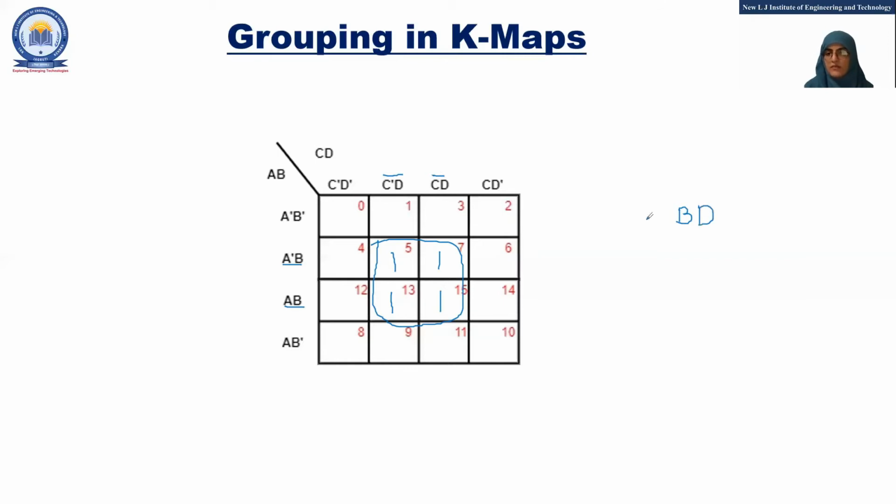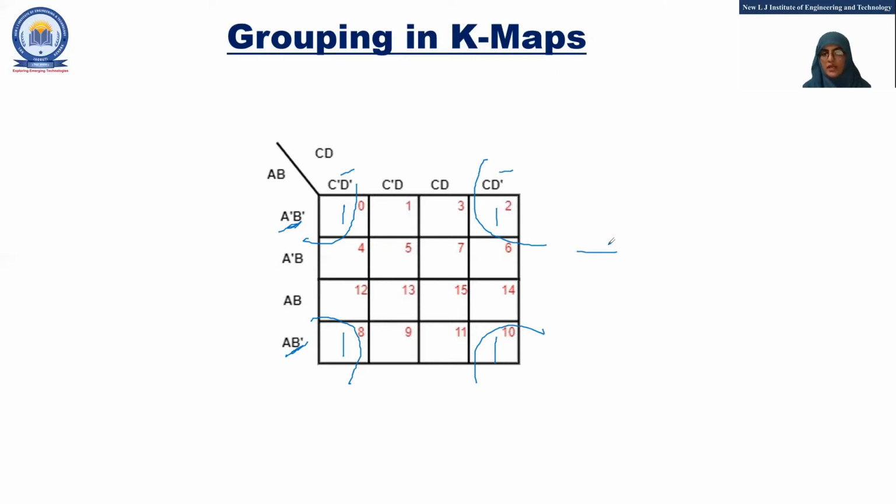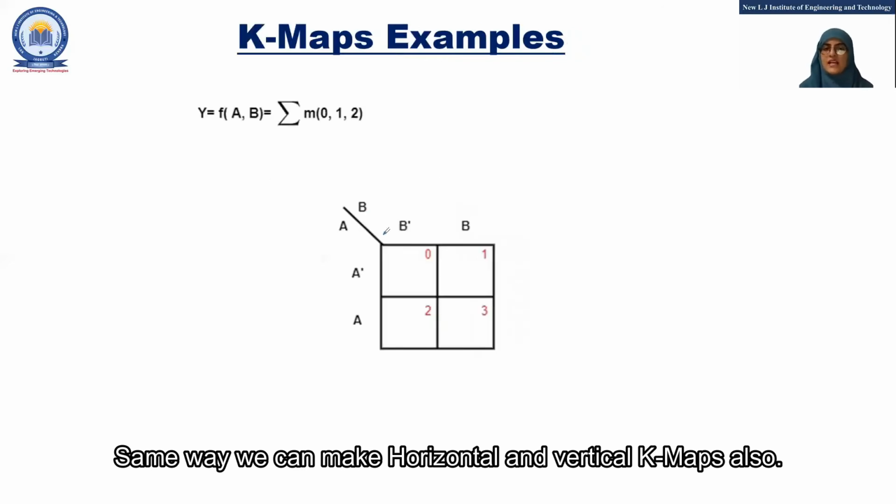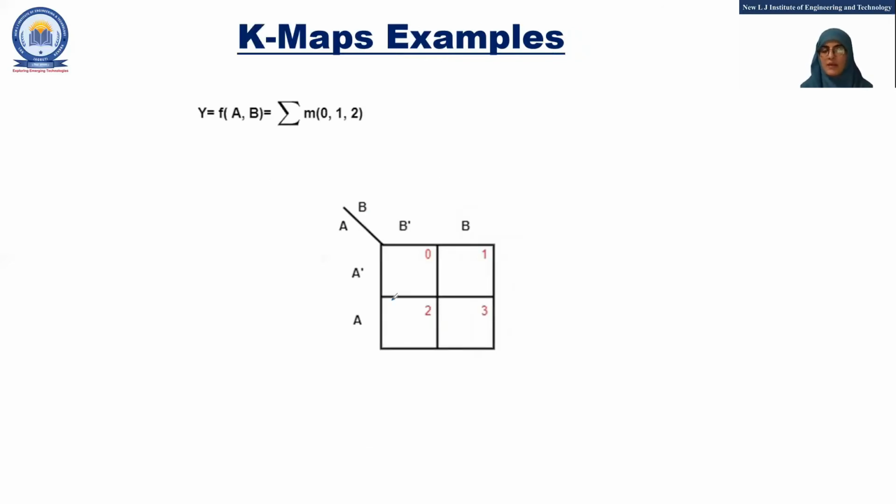So answer will be B, D. Same way we can make chord like this also. So we have to find common term in this and common term in this, and so output will be B prime and D prime. So this is the example of 2 variable K-maps.